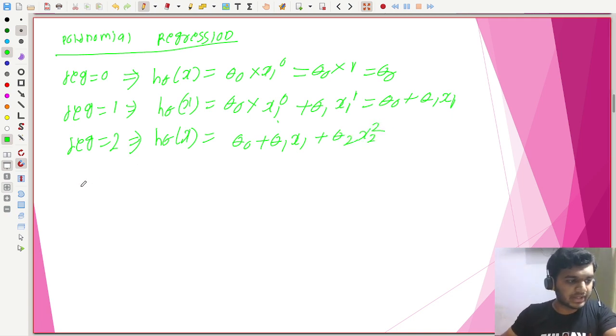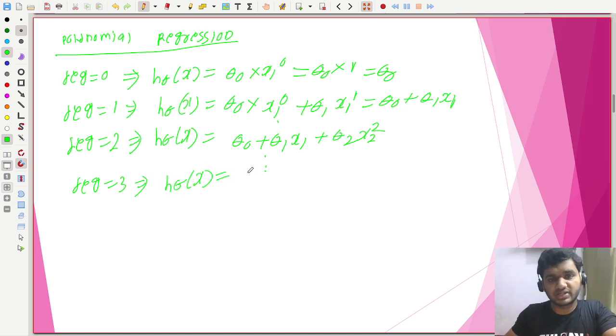Similarly, for up to n, suppose degree equal to 3, you will simply write the equation of polynomial regression, that is theta 0 plus theta 1 x1 plus theta 2 x2 square plus theta 3 x3 cube.